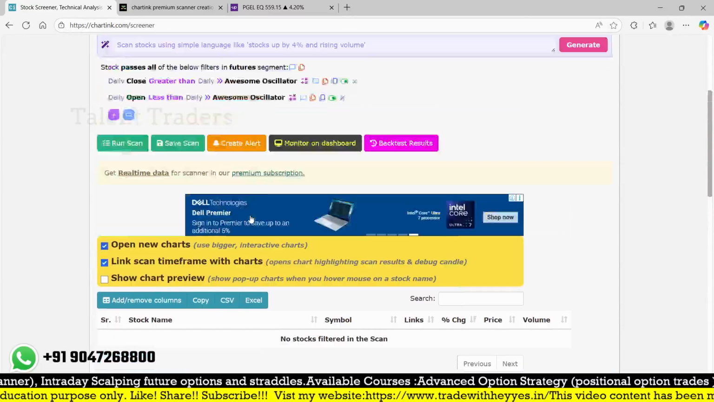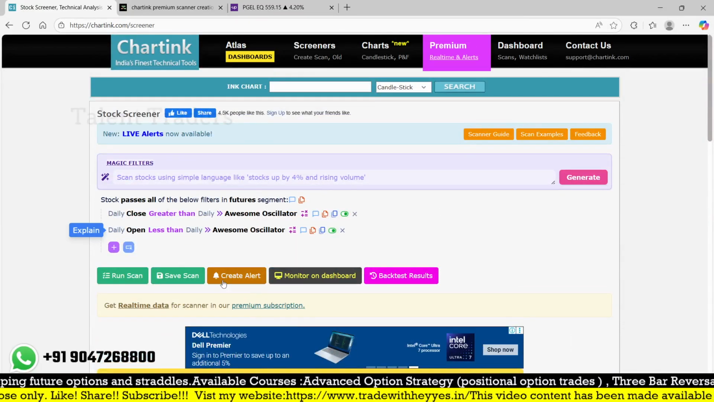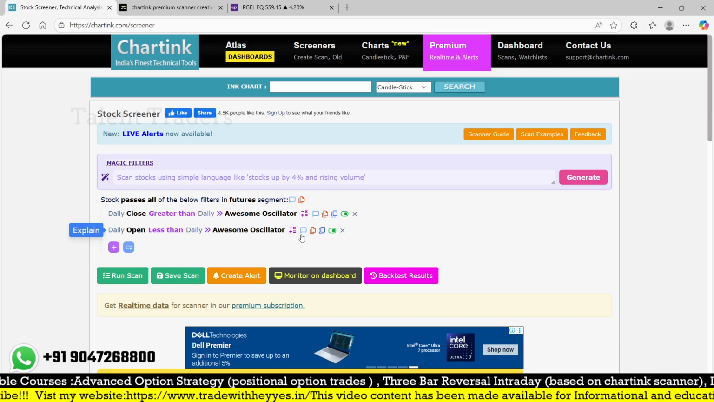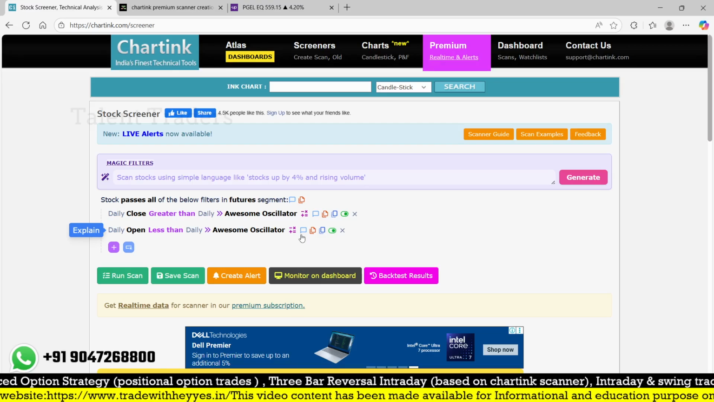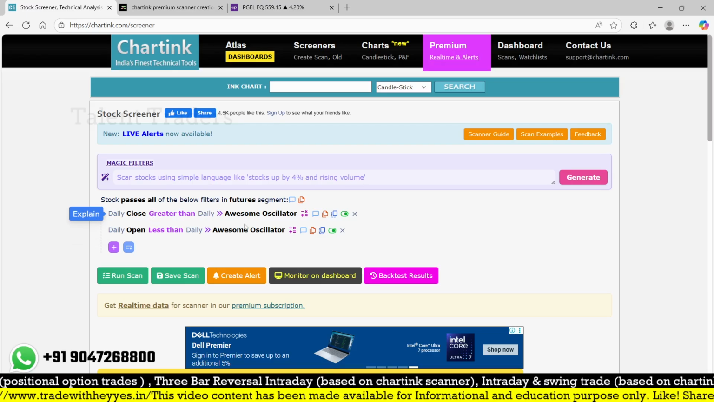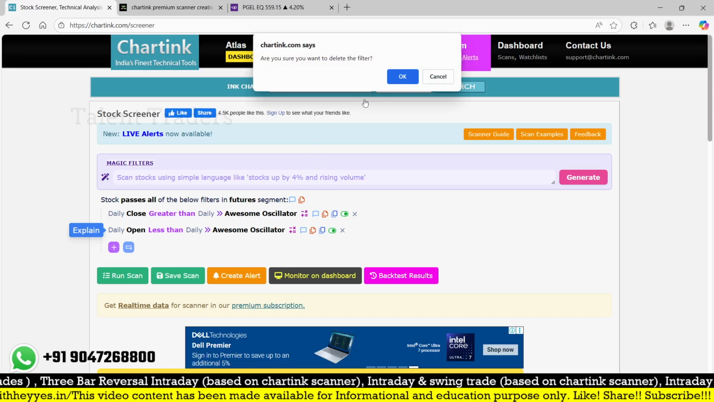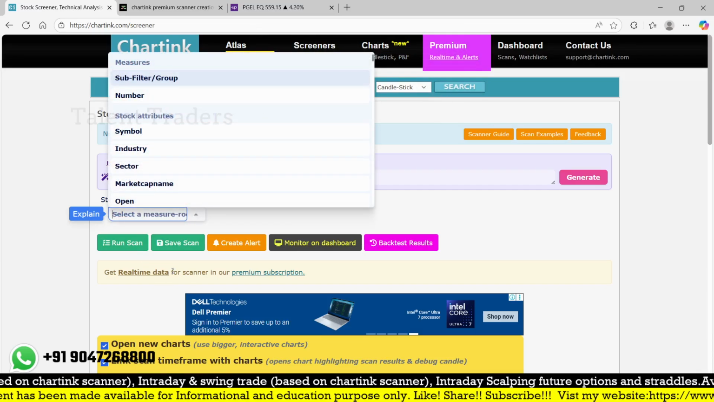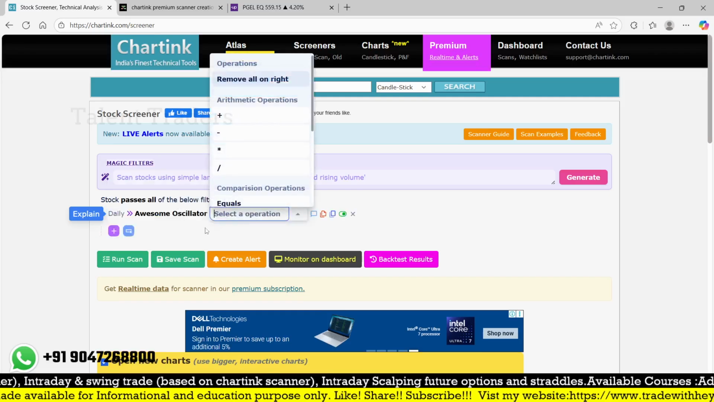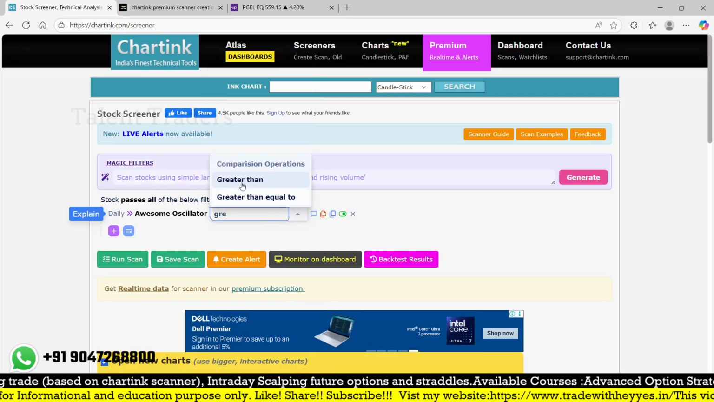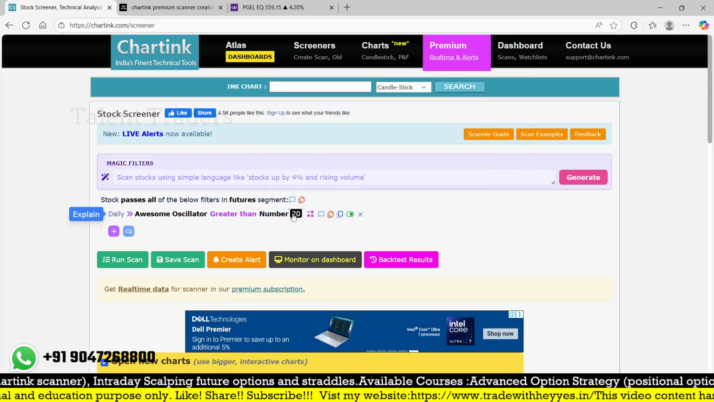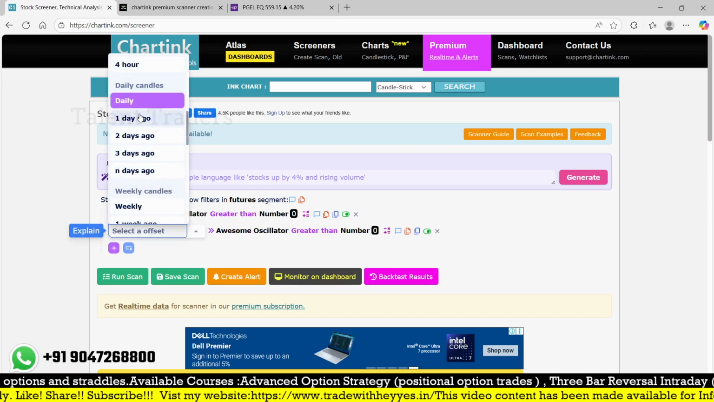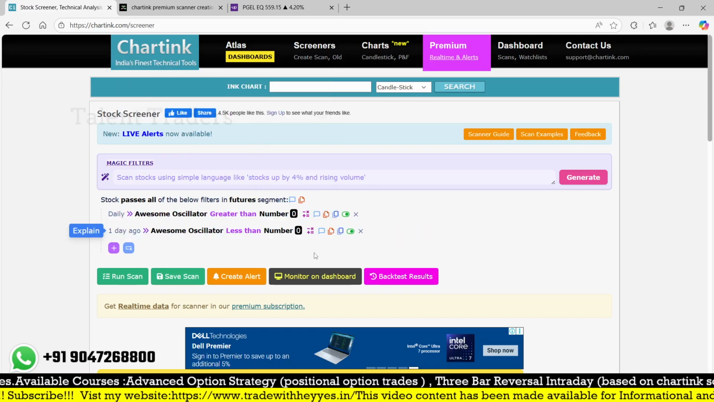Any stocks? No. Sorry, the Awesome oscillator is an indicator. It is an oscillator at the bottom, so the price is not going to touch it. Okay, I was just confused. So for example, the Awesome oscillator is greater than number 0, based on like RSI. Okay, it's number 0, and 1 day ago the Awesome oscillator must be less than number 0.